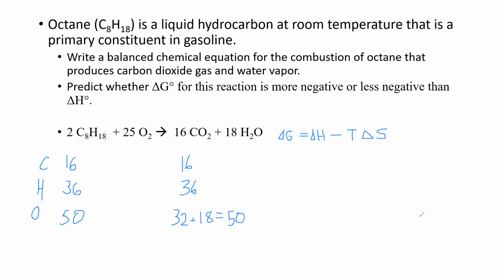We're going to see that the entropy is going to increase. So we're going to have a positive delta S there. But since we're going to be multiplying it by the negative temperature, that's going to make this value more negative. So we should see the delta G value is going to be more negative compared to the delta H, just because this term itself is going to wind up being negative.